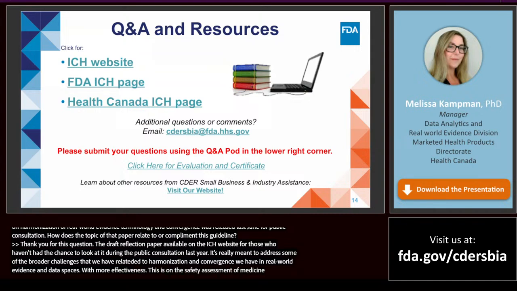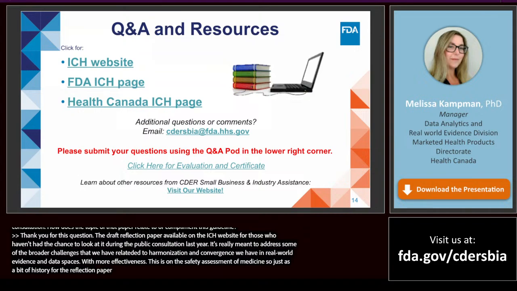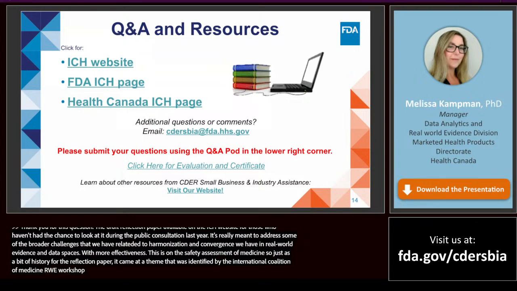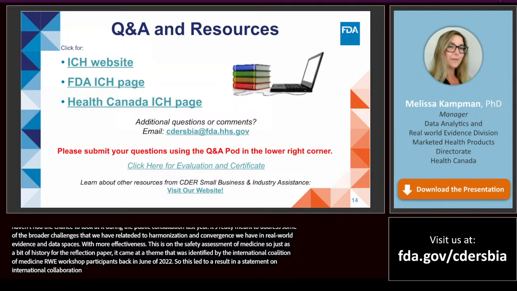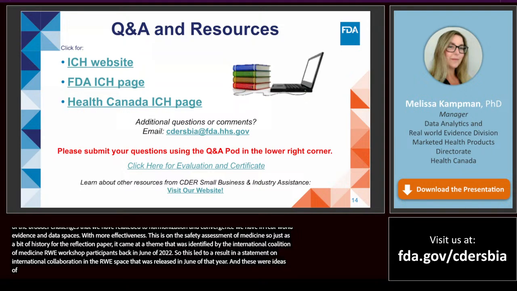So just as a bit of history for the reflection paper, it really came out of themes that were identified by the International Coalition of Medicines Regulatory Authorities RWE workshop participants back in June of 2022. This led to a resultant ICMRA statement on international collaboration in the RWE spaces that was released in June of that year. So these were really the ideas of a group of collective regulators trying to address this. I will say that in the end, both are meant to complement each other.